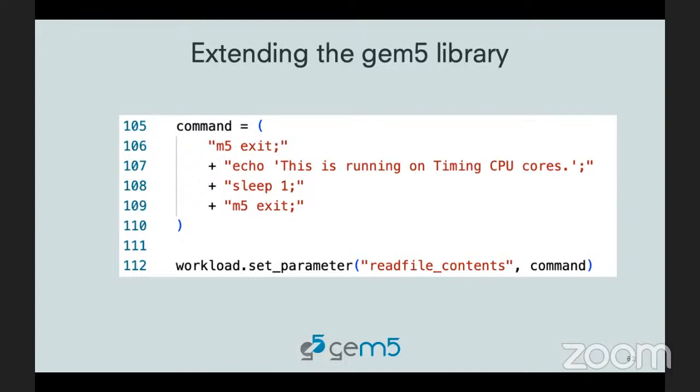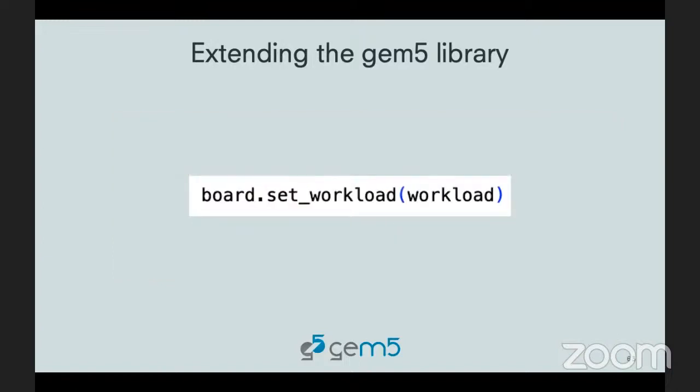I'm not sure if I fully understand your question, but m5 is a special command that the simulator understands to exit the simulation loop. No, it's a special gem5 binary, which is loaded into the disk image. But when executed, it's something the simulator understands to exit the simulation loop at that point. And then you do board.set_workload and set your workload. Hopefully this should become clearer in the next few slides when I explain the simulation loop.